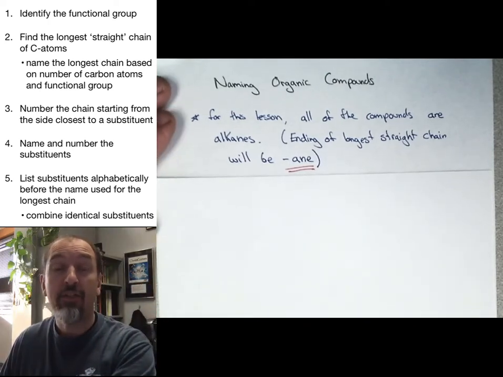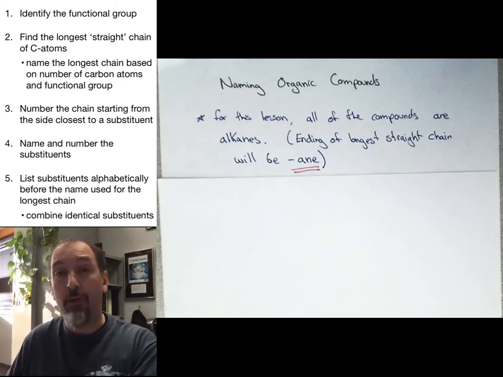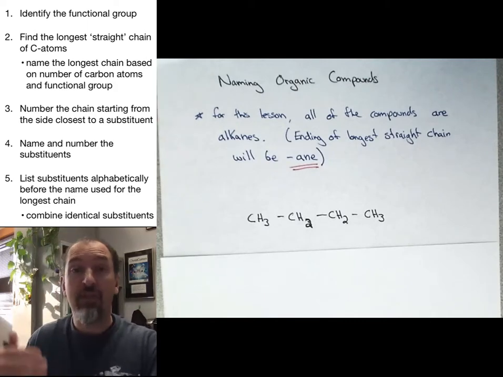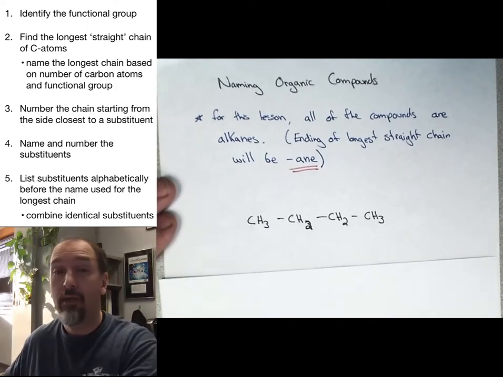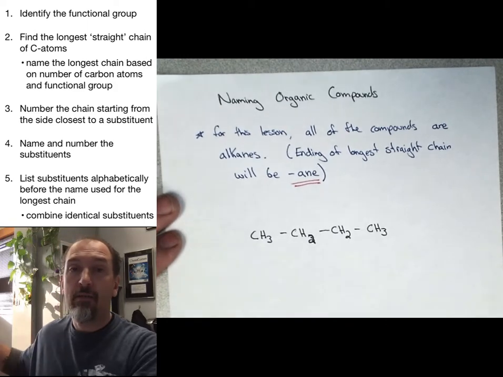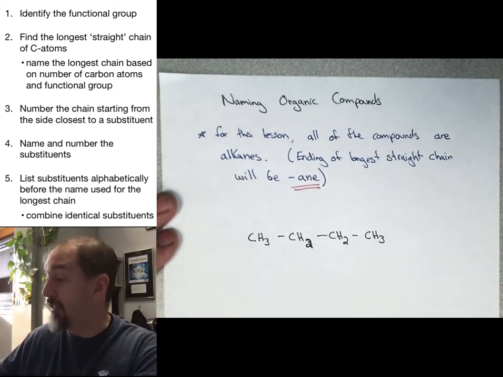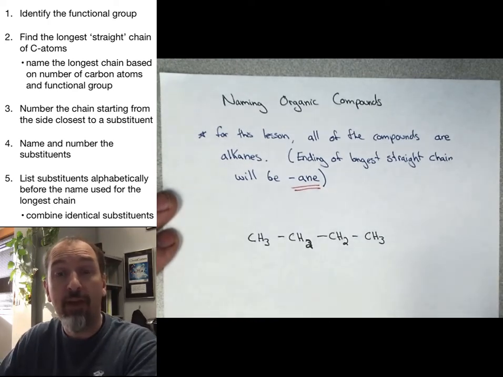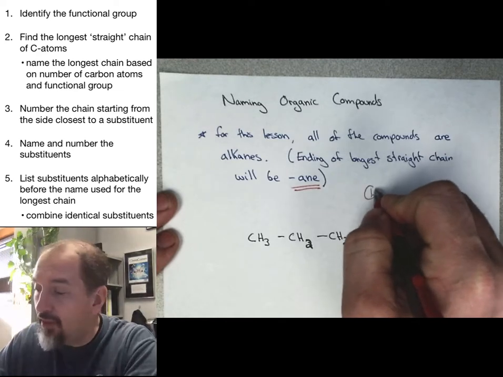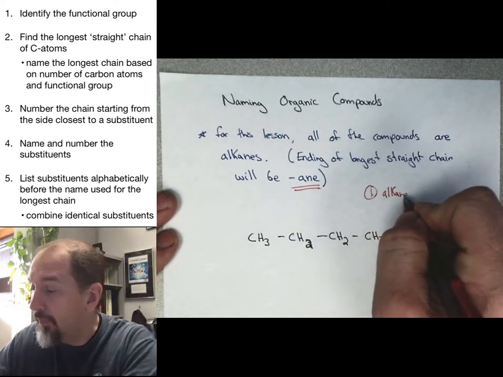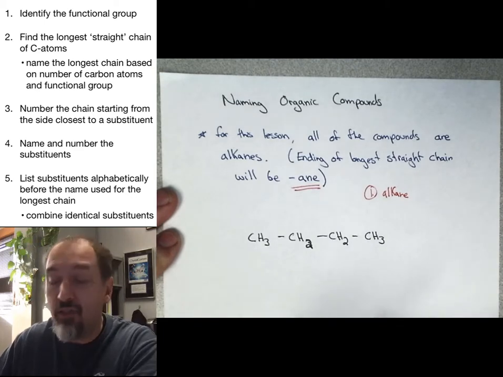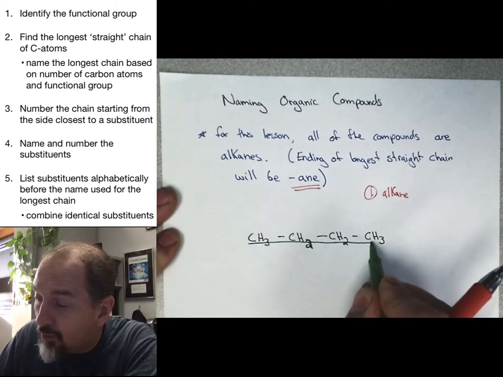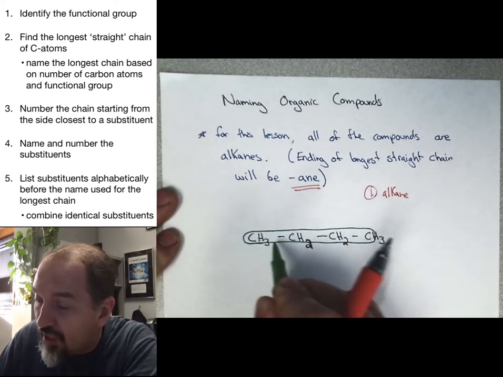The best way to learn the steps, in my opinion, is to actually go through the process, go through each step with examples. We're going to start with basics, and then we'll get more and more complicated as we go along. Okay, so let's start with naming this compound right here. Again, we already know that it's an alkane. So after step one, once we identify that it's an alkane, we find the longest chain. Well, this is easy. The longest chain is right there, four carbons long. There's the longest carbon chain.